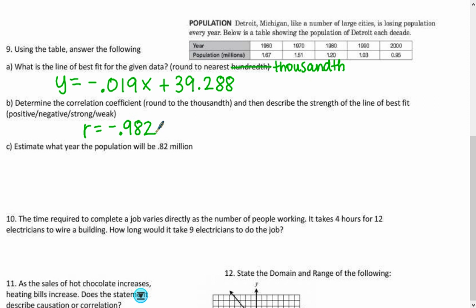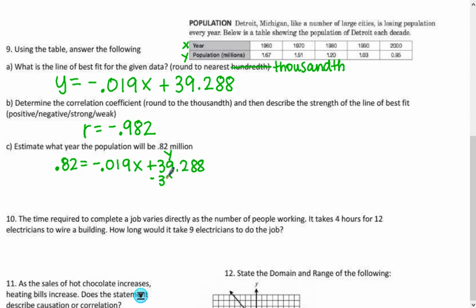Alright, and then the question says, estimate what year the population will be 0.82 million. So is this 0.82 representing an X value or a Y value? Well, if I look back up here at my table, the population is representing a Y value. So what I need to do here is plug this in for my Y. So I'm going to plug this into 0.82 equals negative 0.019 X plus 39.288. And then from here, I need to solve for X to figure out what year that will be in.